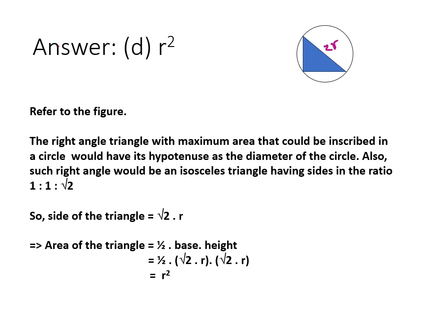So using the properties of a right-angled triangle, we can easily deduce that the side of the triangle is root 2 times r. Now compute the area of the triangle using the formula half into base into height. That is half into root 2 times r into root 2 times r, resulting in r square.